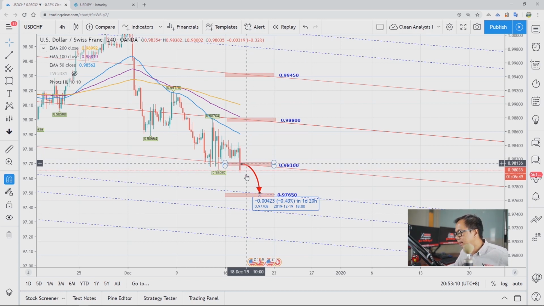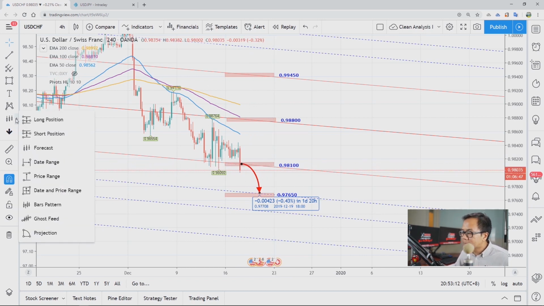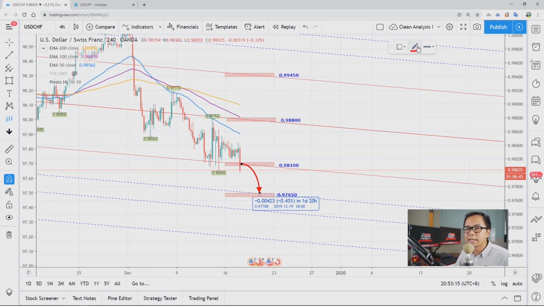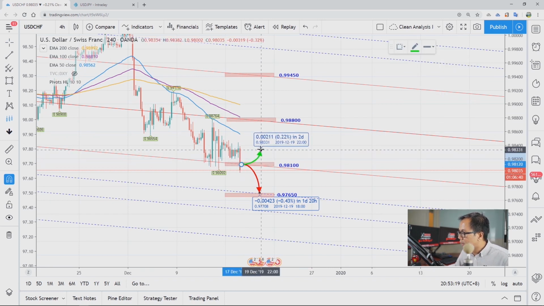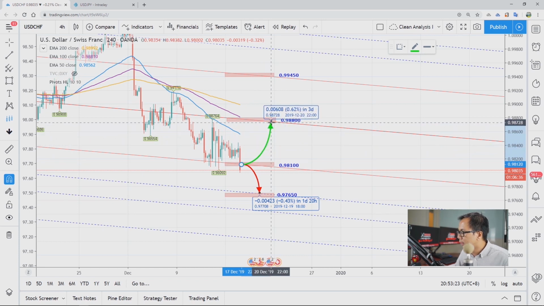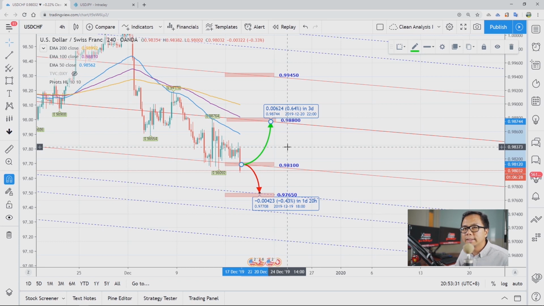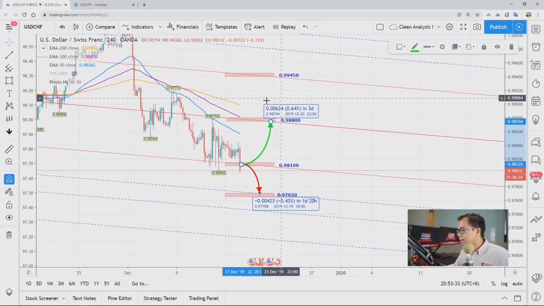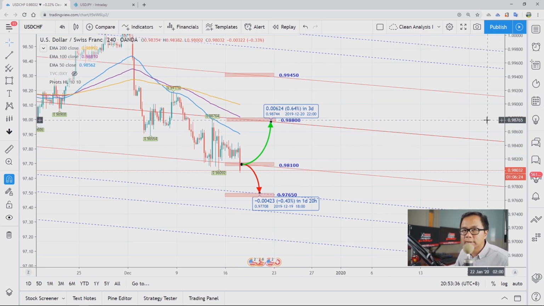If it fails to retest this level, it might bring it back inside the channel, and the next level that we have to be aware of is the resistance level at 0.98800. This is the level that we have to be aware of this week.